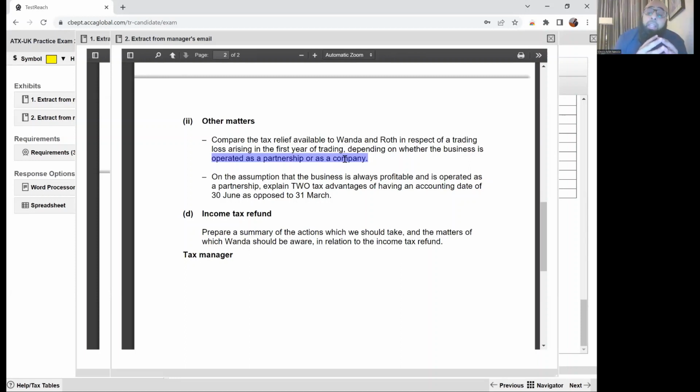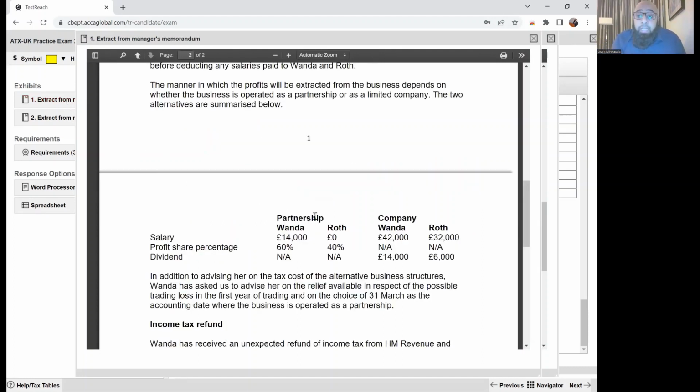Now, you all know that if the business operates as a partnership, the loss becomes the partner's individual loss because the partners will get a share of loss. But if the business is operated as a company, then the loss will be the company's loss, and then the company will have to relieve it. I will repeat it again. If the structure is operated as a partnership, the partners will get a share of loss and they will relieve that as an individual loss. But if we operate as a company, it will be a corporation loss and then the company will relieve it.